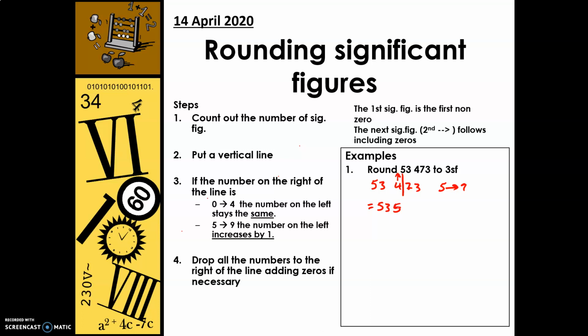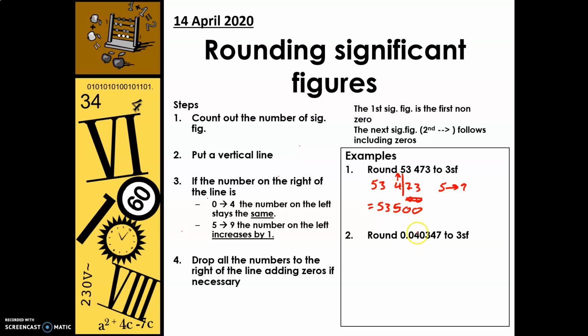Now the problem we've got: when we could drop off decimal places, we could just drop them off. However, our answer is different from what we started with. We started off with 53,000, and what I've actually written is 535. The way we get around this is we've chopped off two numbers, so that number and that number, so we have to put 2 zeros in. So it's 53,500.